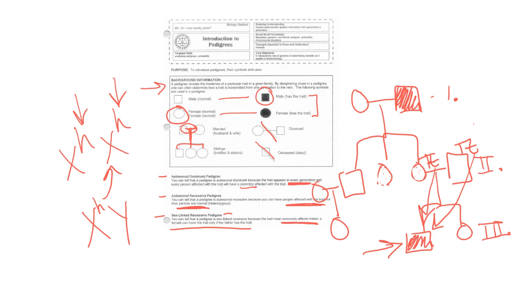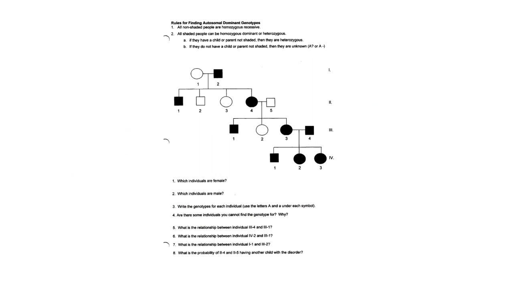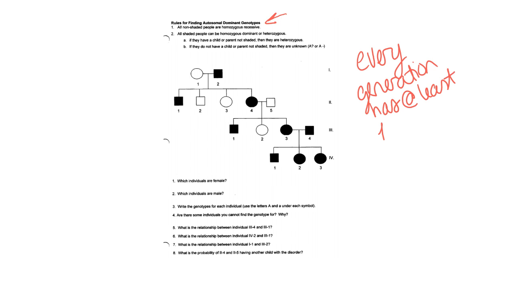All right, so we're going to look through some examples of these and kind of see what problems would look like regarding these. Okay, so looking at this one here. Remember this is an autosomal dominant pedigree. And I know this because every generation has at least one person with it. And I know this because everyone that has it has at least one parent that has it.